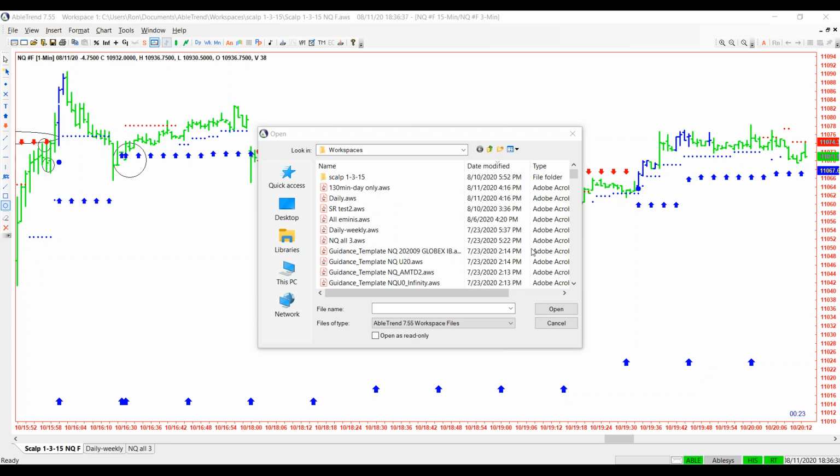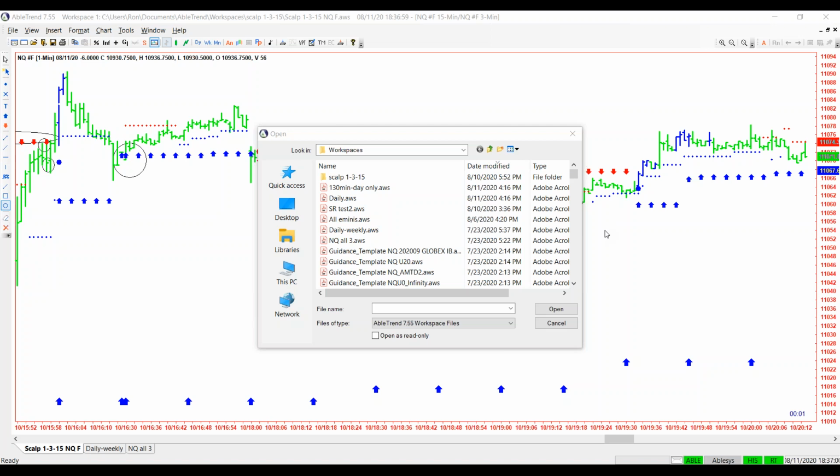Deb says, I wanted to mention that Jesse at tech support and Ablesys always helps me when I do a download, and my antivirus software blocks the feed. They are so helpful. Oh, thanks, Deb. You're welcome for saying that. Thank you for saying that. You're welcome. The Scalp 1-3-15 chart looks awesome. Oh, great. I'm glad you like it.